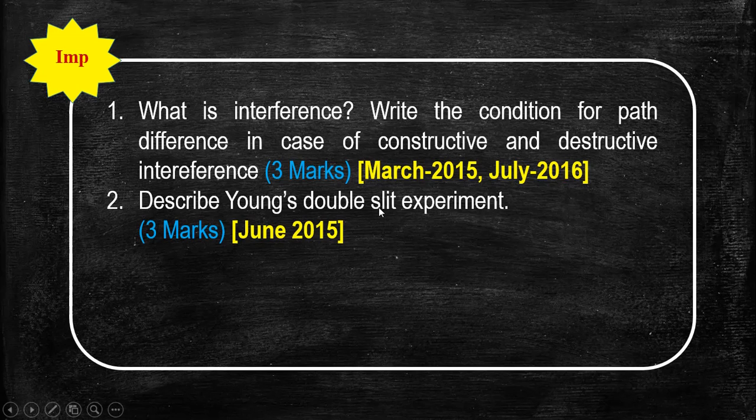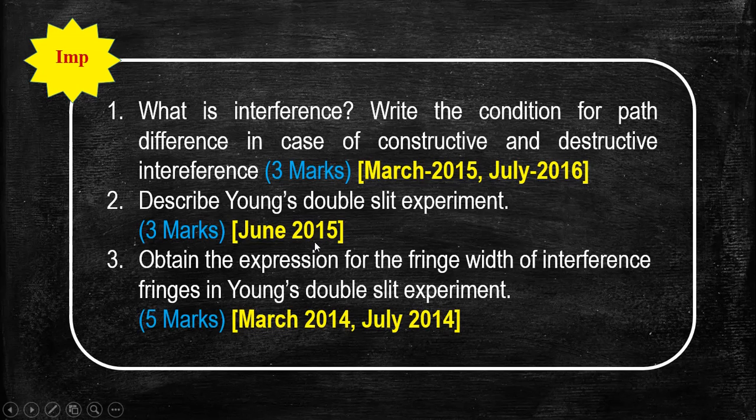Another one is: describe Young's double slit experiment, for 3 marks. You have to describe this experiment with a simple diagram, and it appeared in June 2015. And third one is: obtain the expression for fringe width of interference fringes in Young's double slit experiment, for 5 marks. Here you have to explain the whole experiment along with the expression for path difference. This question appeared in 2014 and July 2014.